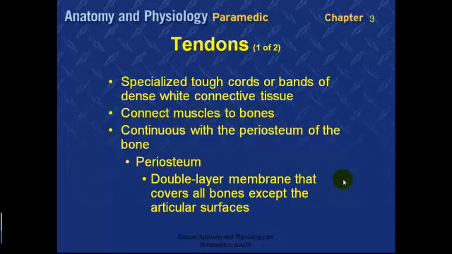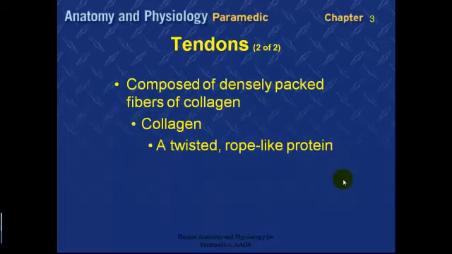The periosteum is the double-layered membrane that covers the bones, except where there's an articular surface, meaning except for where two bones are connected together at a joint. So the periosteum is to the bone what the perichondrium is to the cartilage. The tendons are composed of densely packed fibers of collagen. Collagen is a twisted rope-like protein.